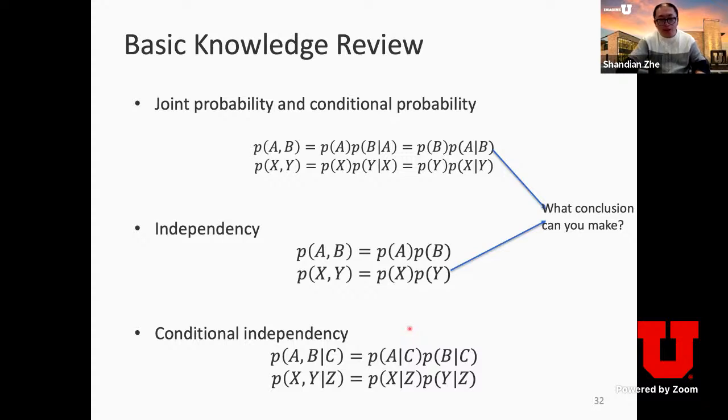So we can also extend independency to conditional independency. Basically it means that if we condition on a third event or random variable, whether the two events or random variables are independent, right? Same definition: we claim that A and B are conditionally independent given C if P of A and B given C equals P of A given C multiplied with P of B given C.